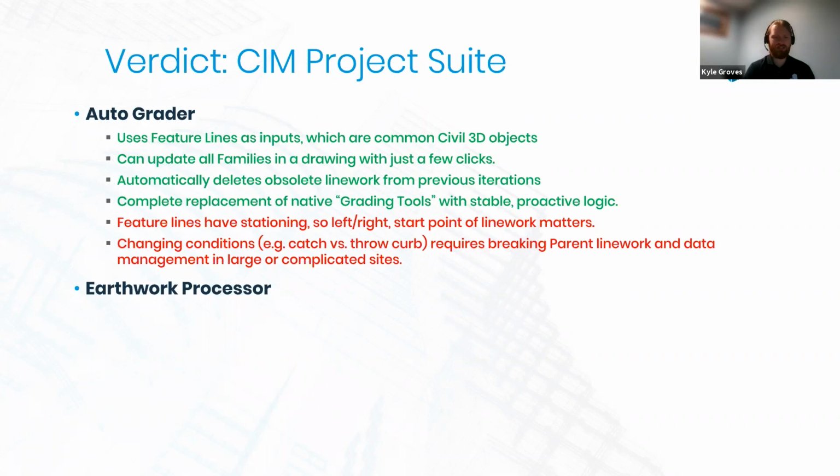Also, I ran into this on a very large site project recently. When you're changing conditions like catch curb versus throw curb, maybe I want sidewalk that is adjacent to my parking lot and in other areas I don't, you're going to have to break that parent line work. And you're going to need to manage that data, whether it's by layer management or site management. You can't just draw one feature line across your entire site and get everything you want out of it, but you'd have to do that manually through any other workflow too. So just keep that in mind when you're using this. What is your logic? Do you have the right layer assignment, site assignment for the tool to make everything magical?